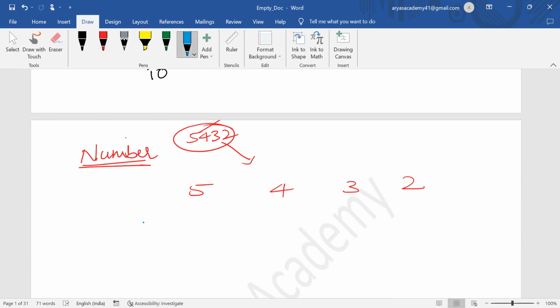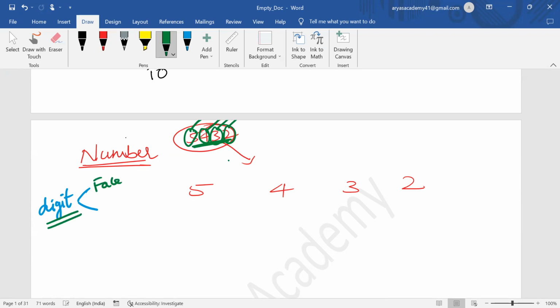And the most important thing that you need to know is, in Arabic number system, every digit will have 2 values. Every digit means 5 is a digit, 4 is a digit, 3 is a digit, 2 is a digit. So 5,432 is a number, and it has how many digits in total? 1, 2, 3, and 4. There are 4 digits in 5,432. Every digit of 5,432, or for that matter, every digit of any number that you consider will have 2 values.